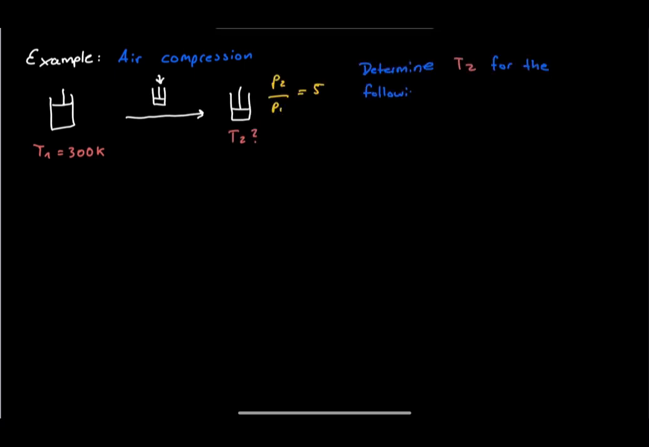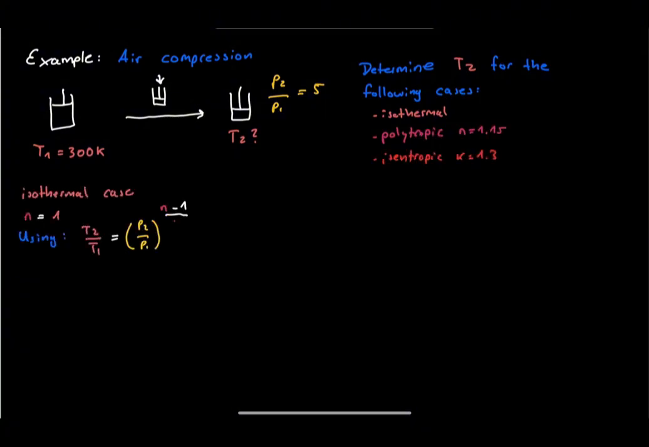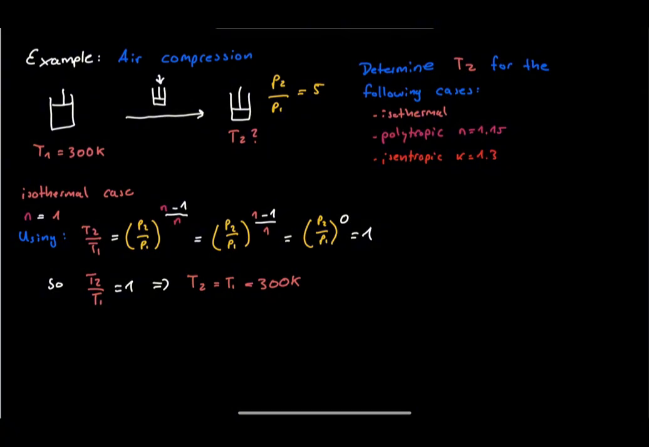Now let's calculate a small example. Air starts at 300 Kelvin. The pressure ratio is 5, so P2 over P1 equals 5. First, the isothermal case, n equals 1. The exponent becomes 0, so the temperature ratio is 1. Therefore, T2 equals 300 Kelvin. No temperature rise.